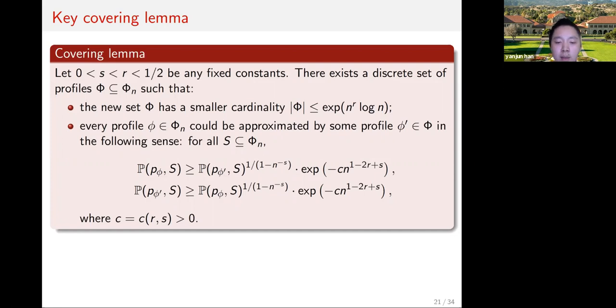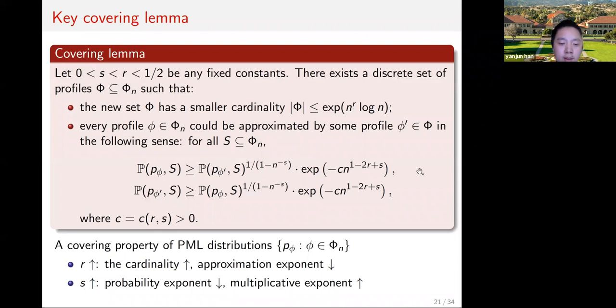So here we have two sources of approximation parameters. The first one is that the exponent on the error probability is not exactly one; it is actually slightly larger than one. And we also have the multiplicative approximation factor written in exponential form.